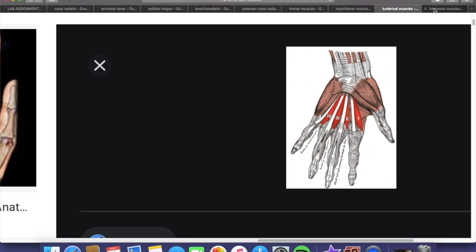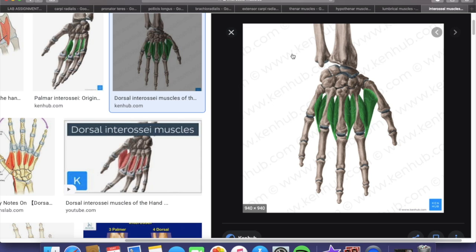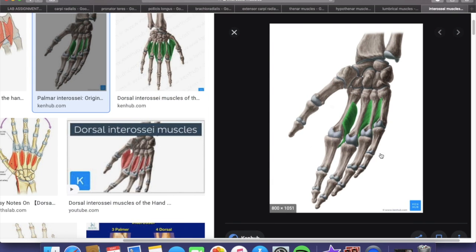Okay, the last muscle group is the interossei. There's basically the dorsal muscles and the palmar muscles. These are the dorsal interossei muscles, and they're responsible for the abduction of the fingers at the MCP joint, innervated by the ulnar nerve. Okay, and these ones right here are the palmar interossei muscles, and they're responsible for the adduction of the fingers at the MCP joint, and they are also innervated by the ulnar nerve.